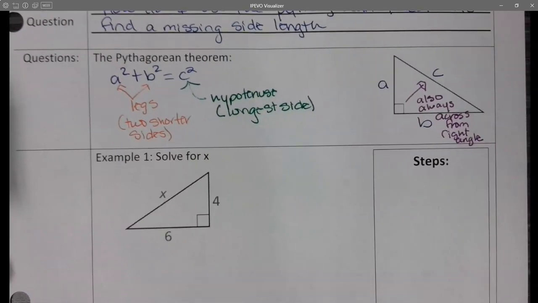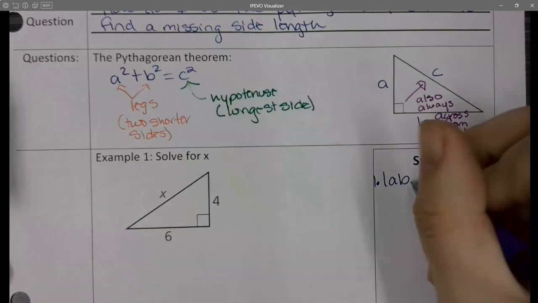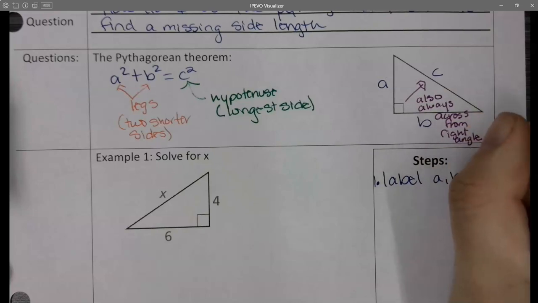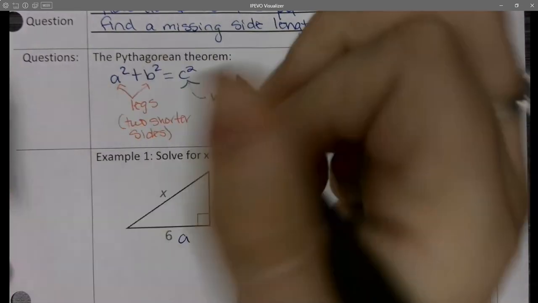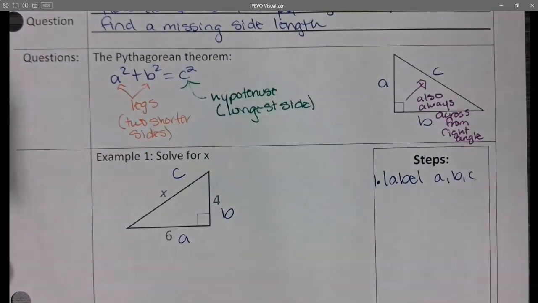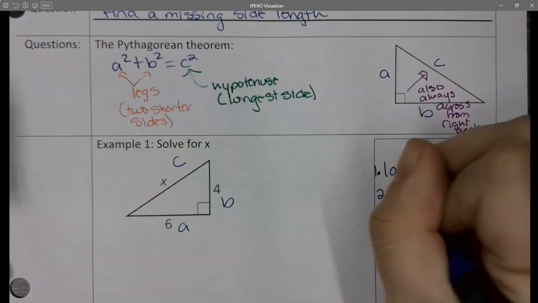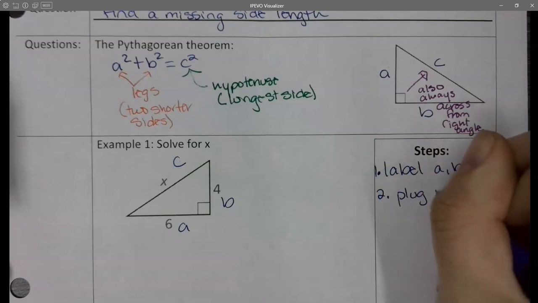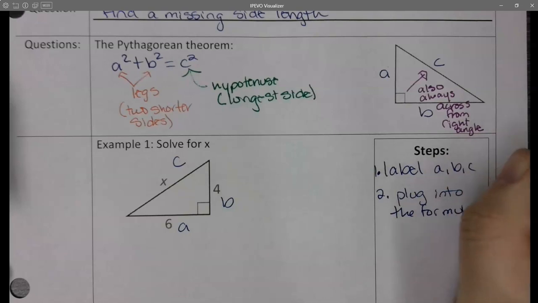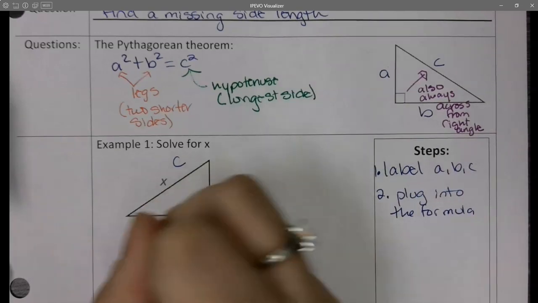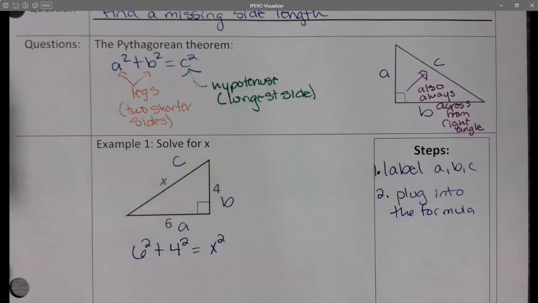Okay, so I have some examples. The steps to do it are to label A, B, and C. So, doesn't matter what I make A and B, C always has to be the hypotenuse, which is the slanty side here. Then my second step is going to be plug into the formula. So I'm going to have 6 squared plus 4 squared equals x squared.